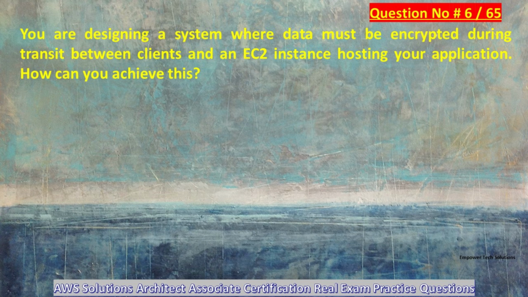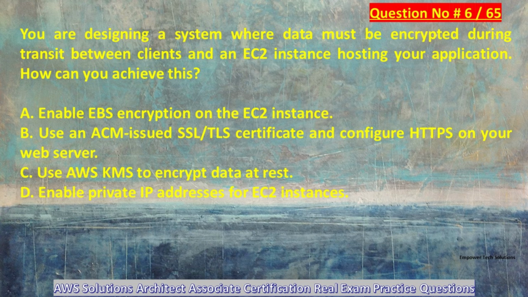You are designing a system where data must be encrypted during transit between clients and an EC2 instance hosting your application. How can you achieve this? A. Enable EBS encryption on the EC2 instance. B. Use an ACM-issued SSL/TLS certificate and configure HTTPS on your web server. C. Use AWS KMS to encrypt data at rest. D. Enable private IP addresses for EC2 instances.